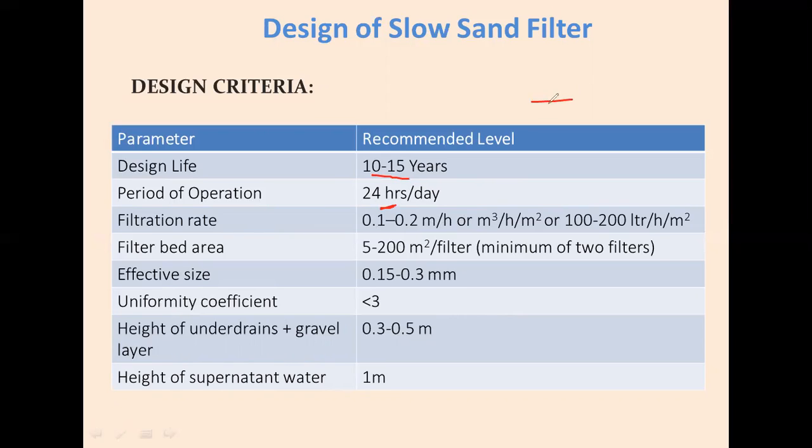Filtration rate means within an hour the water will percolate 0.1 to 0.2 meter. This is the rate of filtration. Just now we have seen what the rate of filtration is: the velocity of water flowing through the filter, or the rate of flow, which can be measured in meter cube per hour per meter square. If we convert this into liters, then we have to multiply it by 1000.